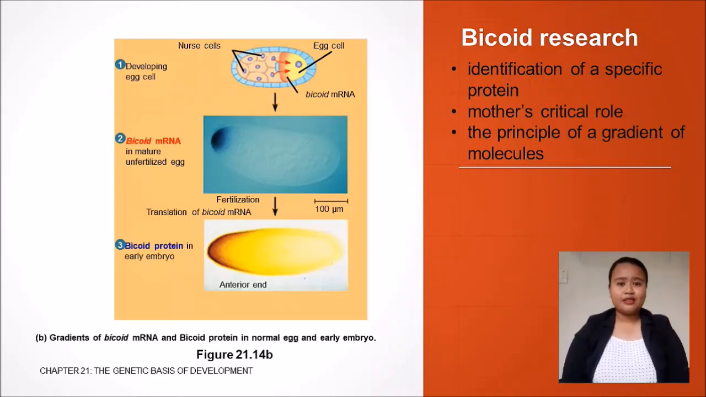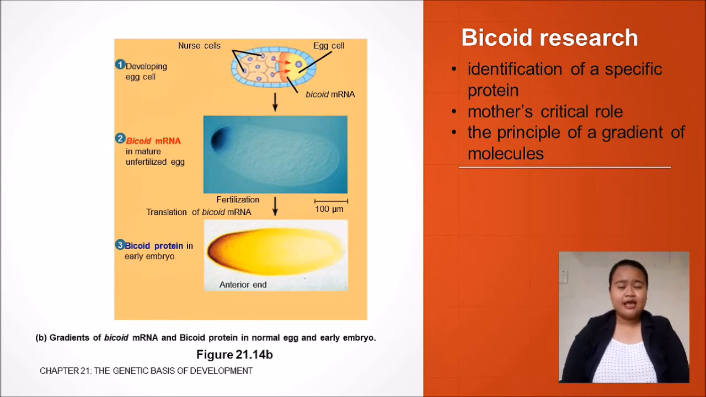To prove this hypothesis, researchers used DNA technology and modern biochemical methods. And as predicted, they found out that bicoid mRNA is highly concentrated at the extreme anterior end of the mature egg cell. After the egg cell is fertilized, the mRNA is translated into protein. The bicoid protein will then diffuse from the anterior end towards the posterior end, having of course a high concentration of it at the anterior end.